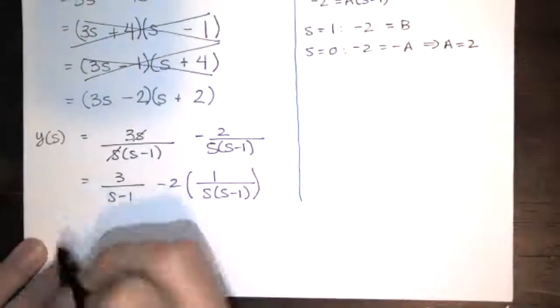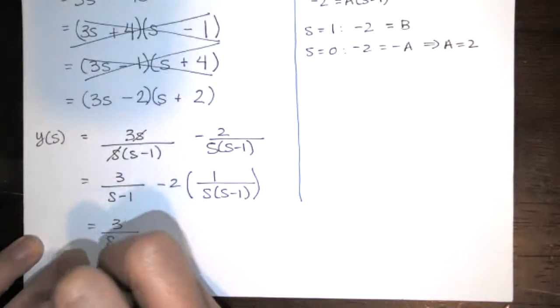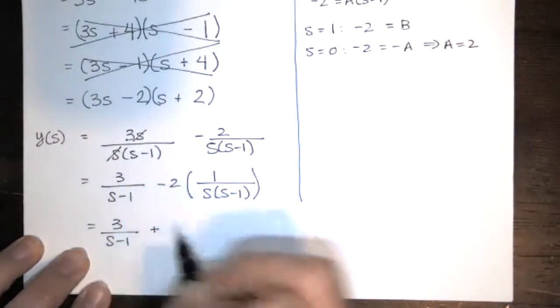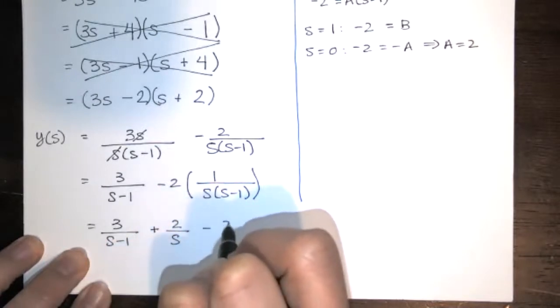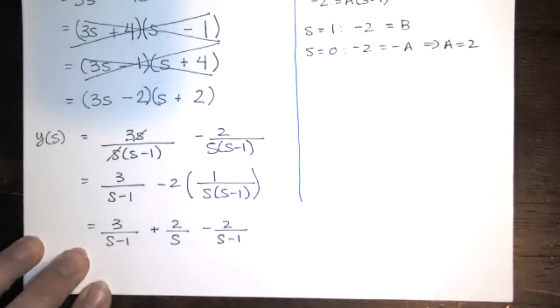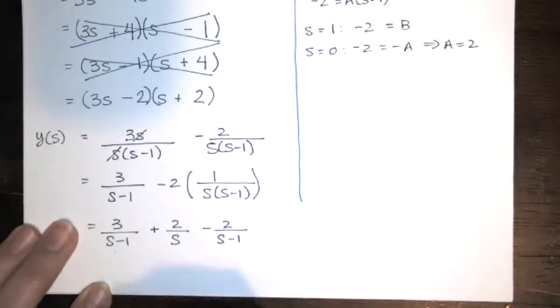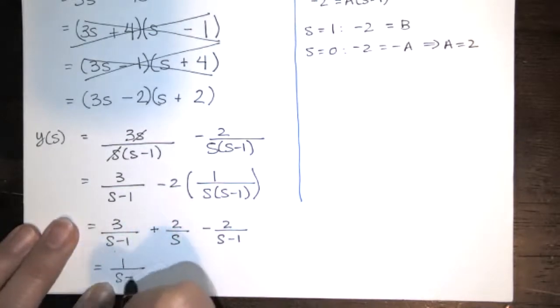So let's substitute that in over here. That 3 over s minus 1 plus a, which is 2 over s, plus b, which is negative 2 over s minus 1. And I've got 3 of those there, and I'm subtracting 2 of them, so that means I'll only have 1 of them.